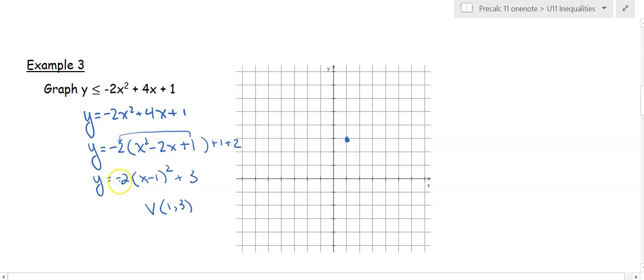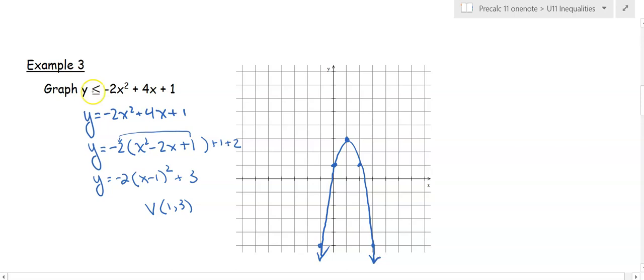And I know it opens down because it's negative, and since my a is 2, instead of going over 1 down 1, I go over 1 down twice 1. Instead of going over 2 down 4, I go over 2 down twice 4. And I'm off my graph, so then I'll stop at that point. Since it's less than or equal to, I will make it a solid line, not a dashed line.